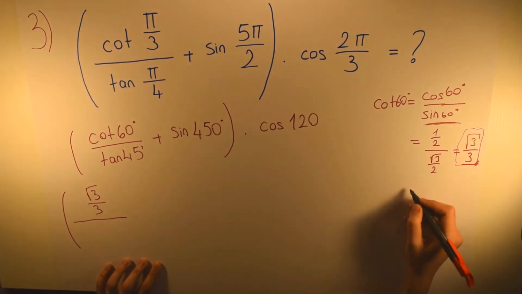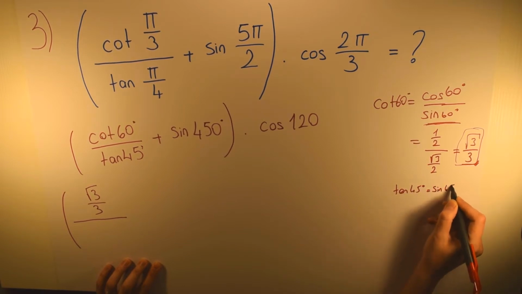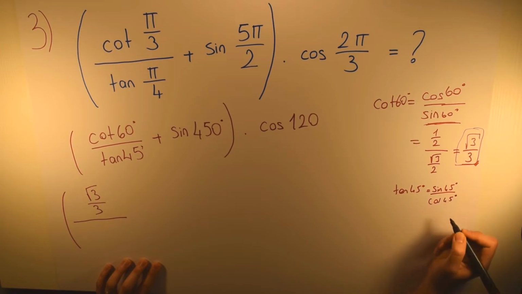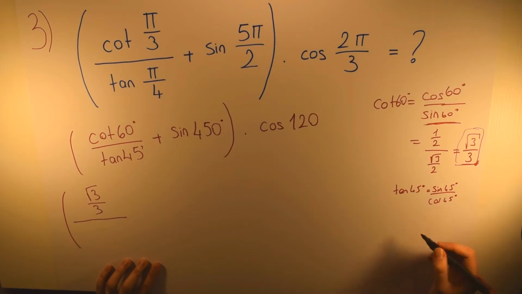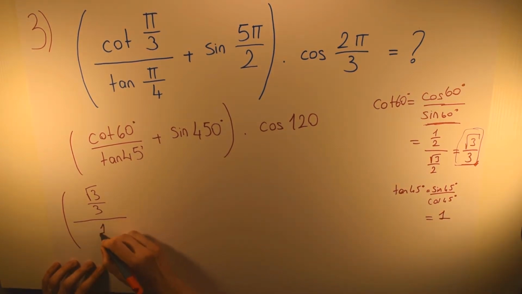So tangent is equal to sine 45 over cosine 45, right? So I know that sine and cosine 45 are equal to each other and they are square root of 2 over 2. So tangent 45 degrees will be 1. So here it will be 1.